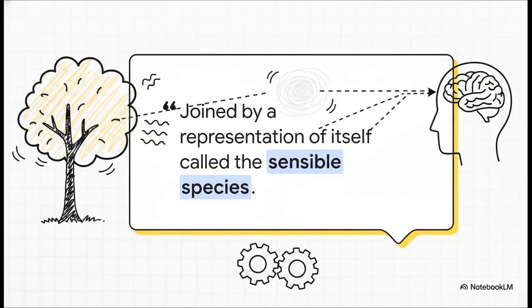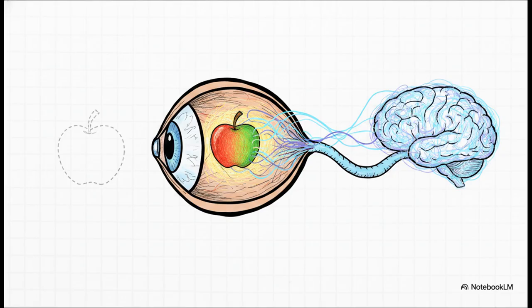And here is the absolute key to this entire text. As we noted, a physical object, like a tree or a car, cannot physically enter your brain. So how do you perceive it? Well, the text states, the sensible object is joined to the sentient subject by means of a certain representation of itself, which is called the sensible species. The physical object itself doesn't enter the brain, but a representation of it, this intentional, sensible species, does. That's the secret sauce.